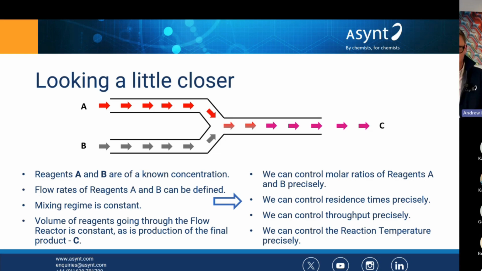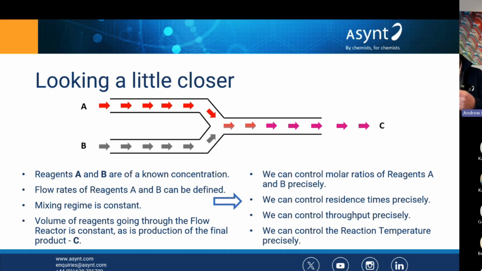So we know the concentrations, and we know the pumping speeds of our inputs, so we can control the molar ratios precisely. Mixing is always constant, so we're controlling the mixing regime. And then we can control how much material we're passing through the reactor, so we can control the throughput. If we know the volume of the reactor, and we'll cover that next, we can control how much time our reagent spends in that heated, cooled, irradiated, whatever environment. So we can control that reaction time precisely as well.